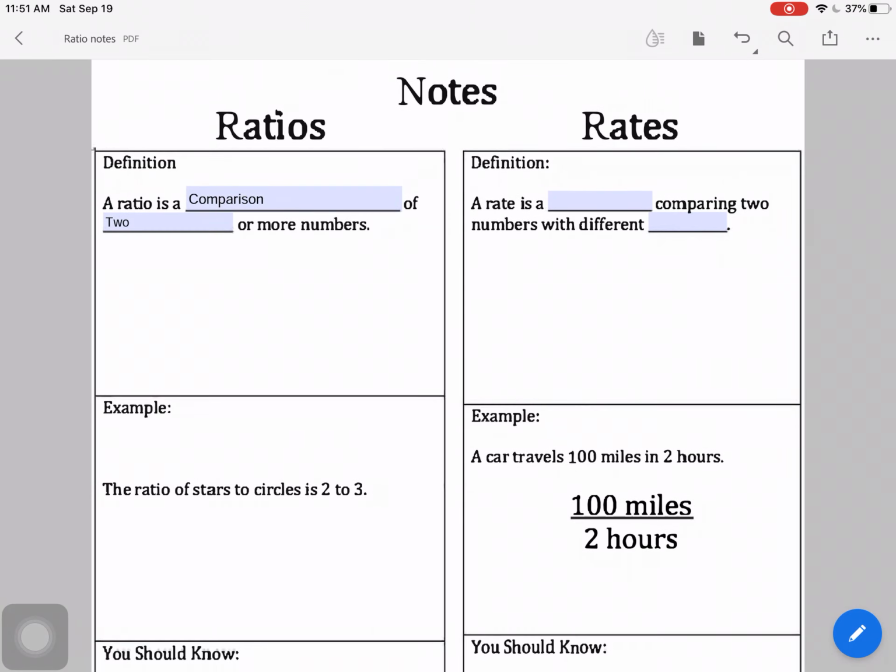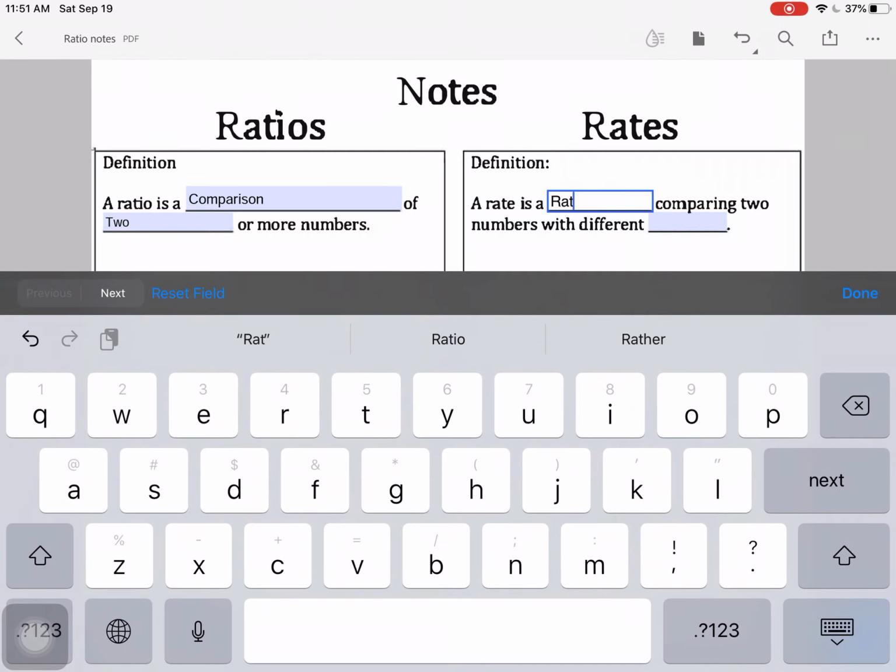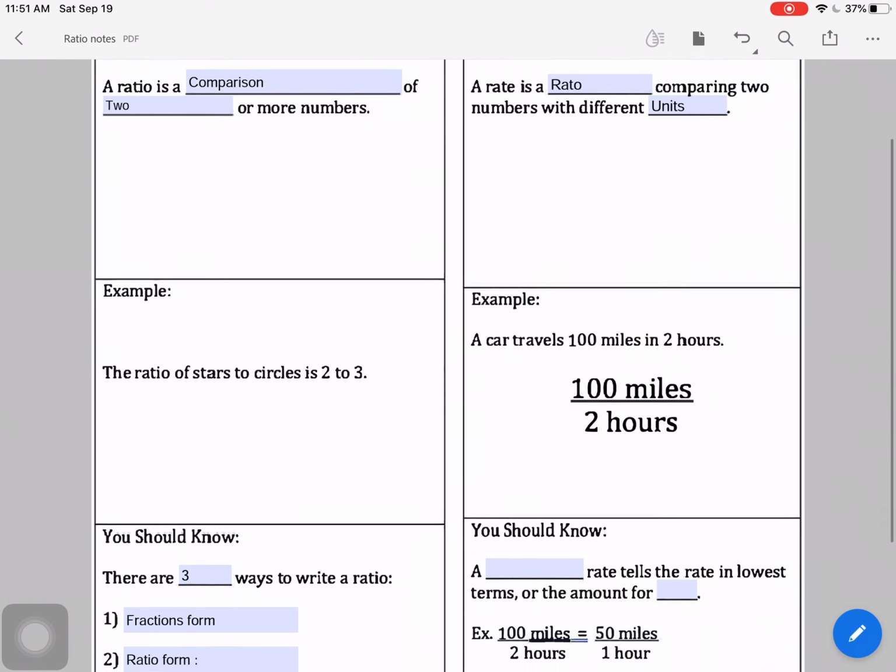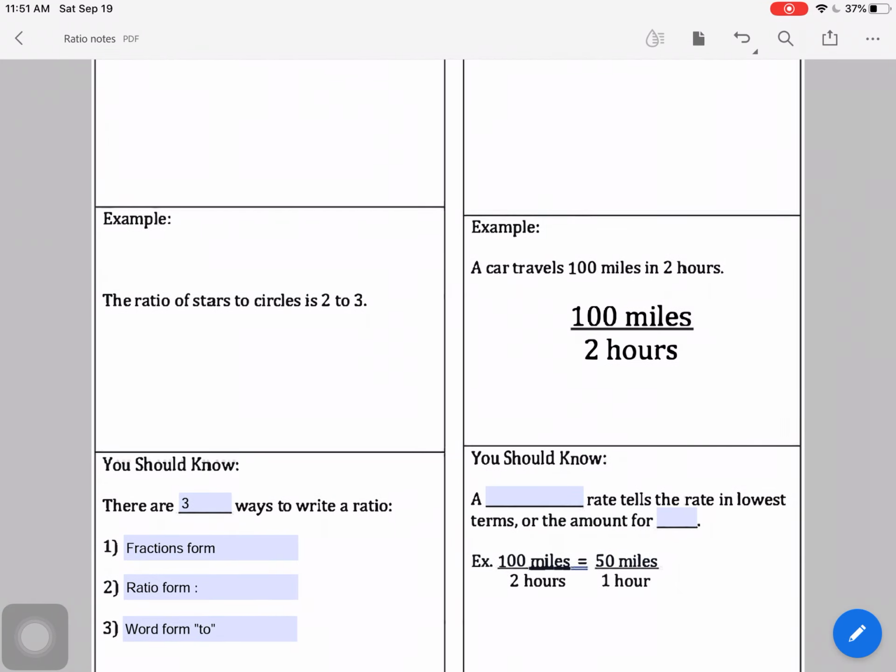All right, so let's talk about rates. A rate is a ratio comparing two numbers with different units. For example, a car travels 100 miles in 2 hours. All right, so it's comparing miles to hours. 100 miles in 2 hours.